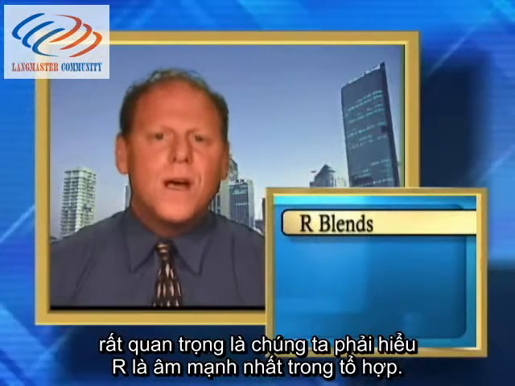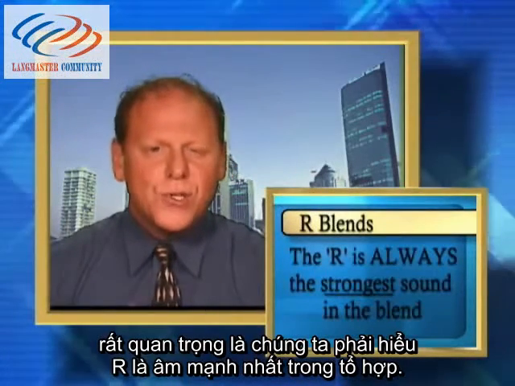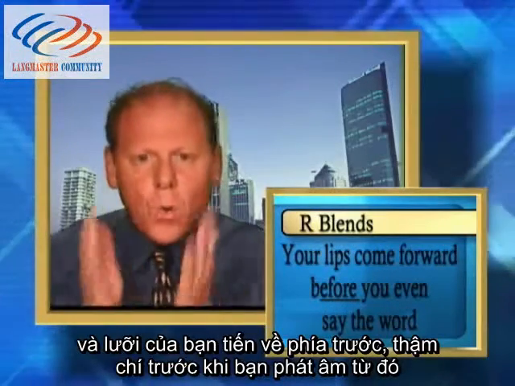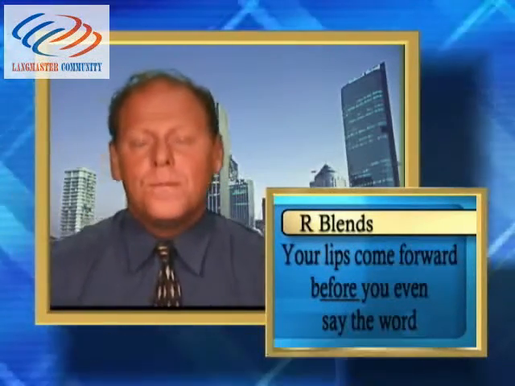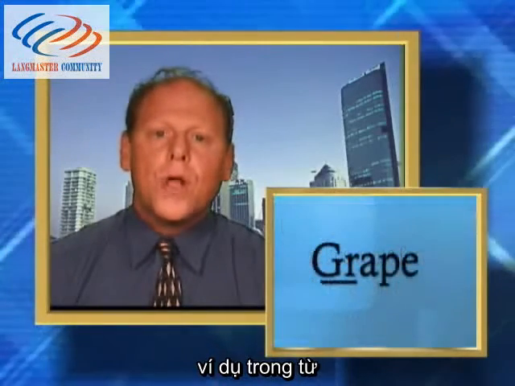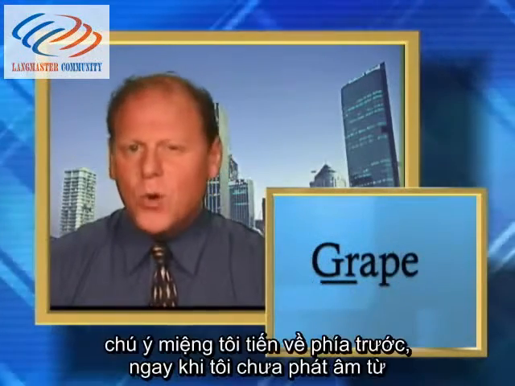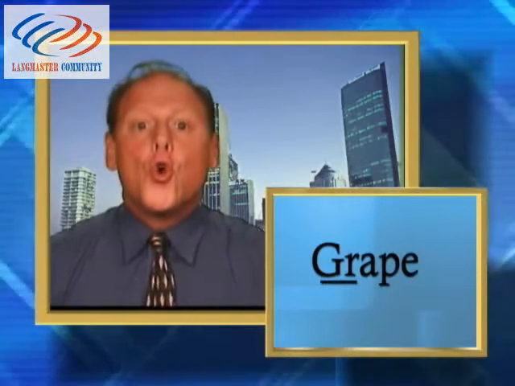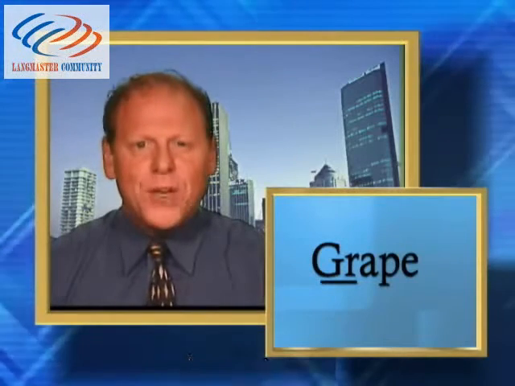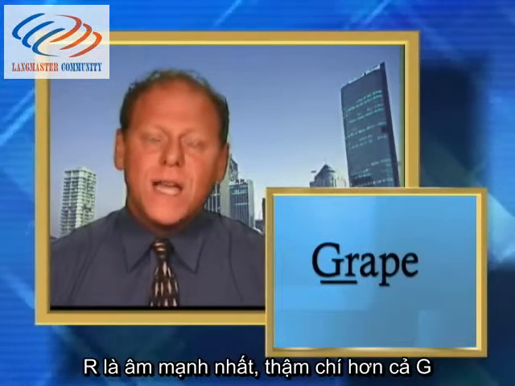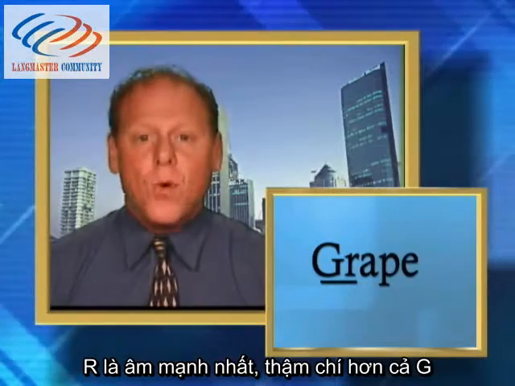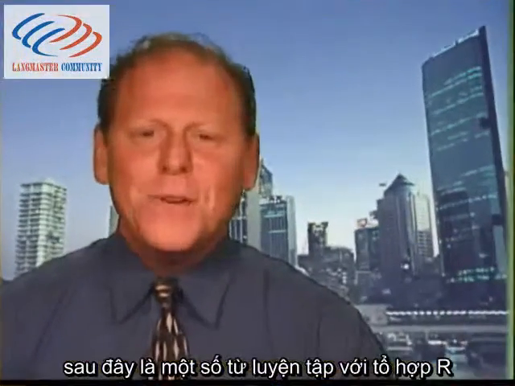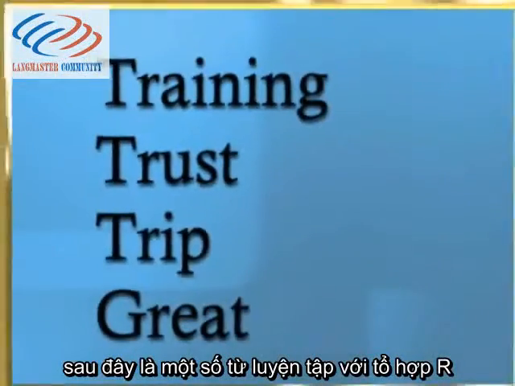Now, R's are often combined with other consonants and form what we call R blends. It is important to understand that the R sound is the strongest sound of the blend, and your lips often come forward before you even say the word. An example of this is the word grape. Now notice how my mouth comes forward before I even say the word. Grape. Did you see that? And notice in the word grape, the R sound is stronger and you even hear it more than the G sound. Grape.